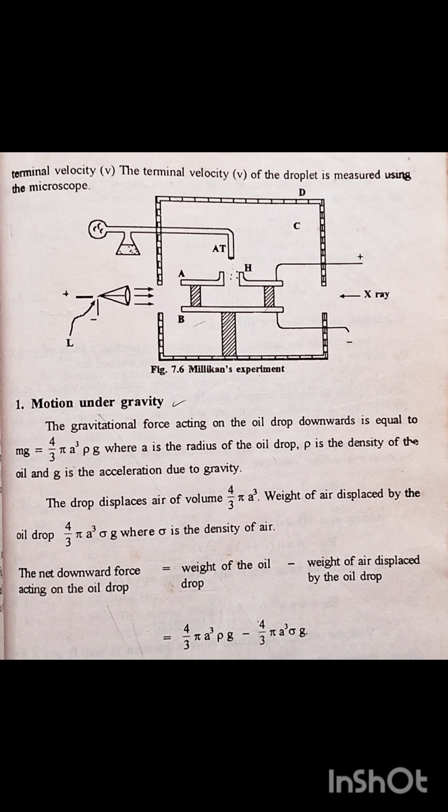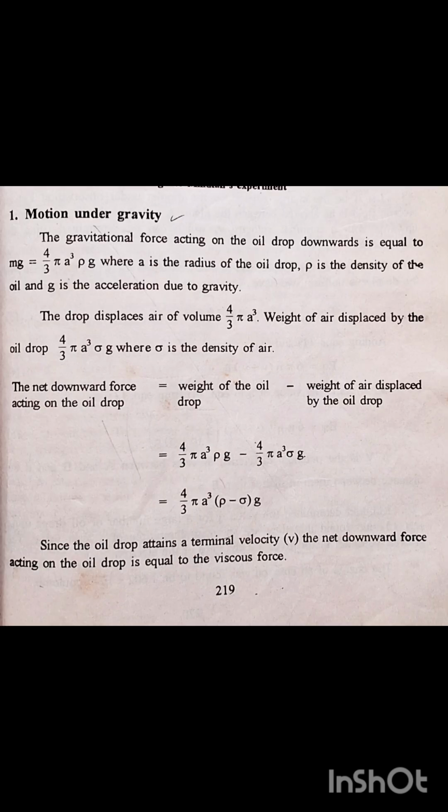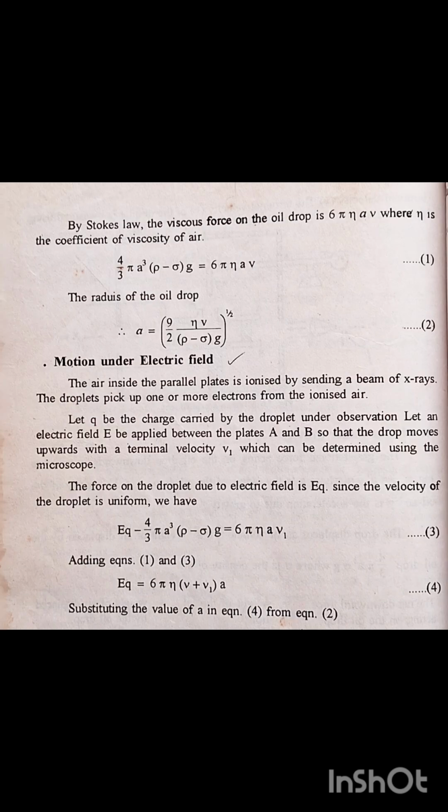Since the oil drop attains a terminal velocity, the net downward force acting on the oil drop is equal to the viscous force. By Stokes' law, the viscous force on the oil drop is 6 pi eta a v, where eta is the coefficient of viscosity of air. So 4/3 pi a cubed (rho minus sigma) g equal to 6 pi eta a v. Equation 1.